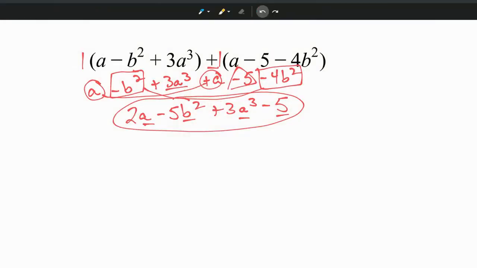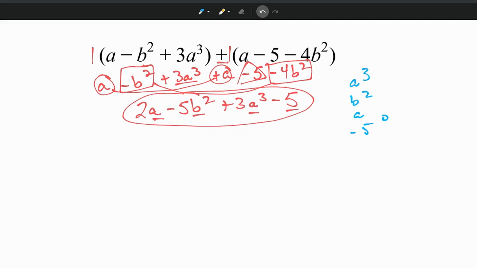Now, for those of you in pre-AP, we actually will talk about how to put these in order. Normally, when you put these in order, you look at the exponents, and you go from largest to smallest. So we have an a to the third, we have a b to the second, we have an a, we have a -5, which is a 0. You can do it a lot of different ways, but usually we go in two things. We do the exponent, but we also go alphabetical.